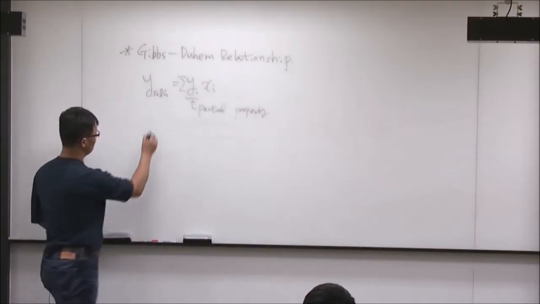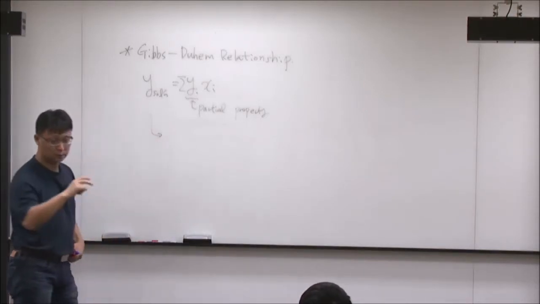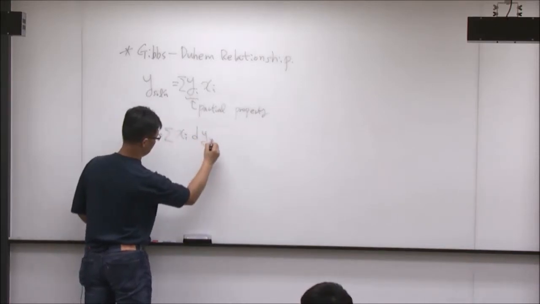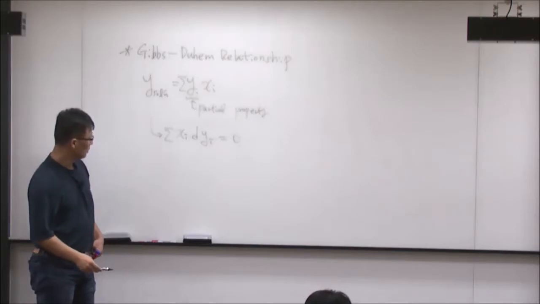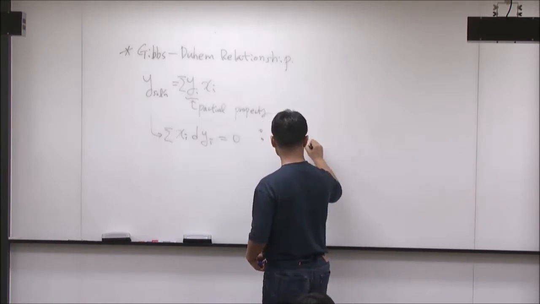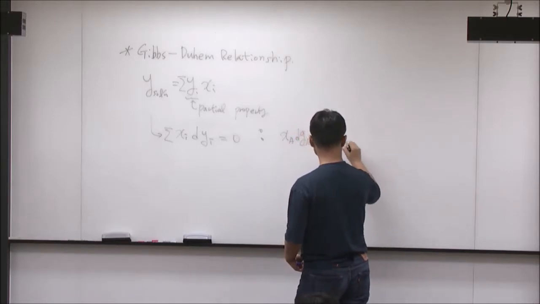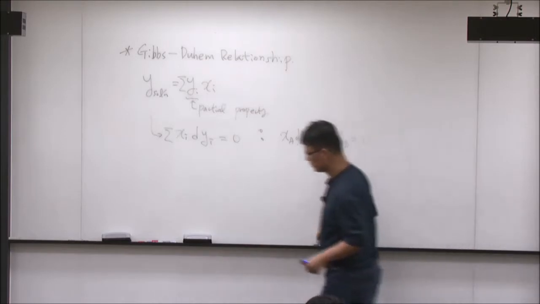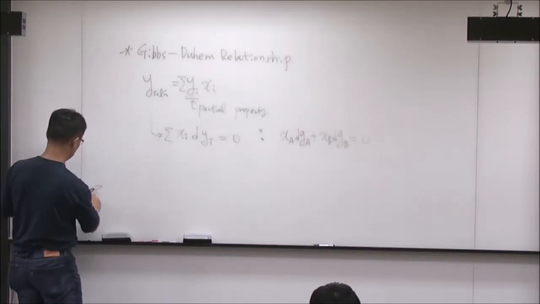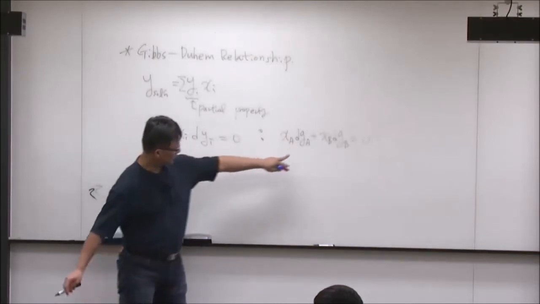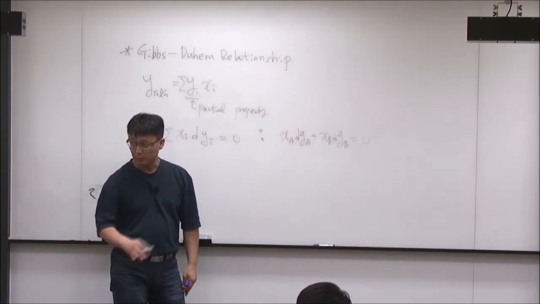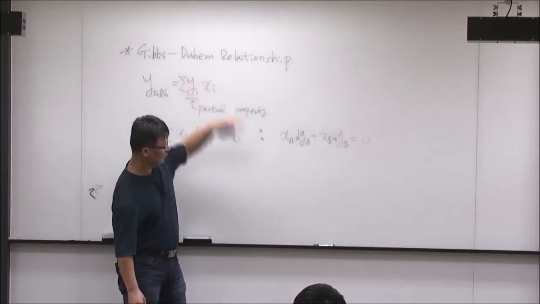When you have this kind of relationship and you do some derivation of the actual equations, eventually you get this: the sum of xi d yi equals 0. So for example, xA dGA plus xB dGB equals 0, if the partial property is the partial Gibbs energy. That is one of the relationships we can define from the Gibbs-Duhem relationship.